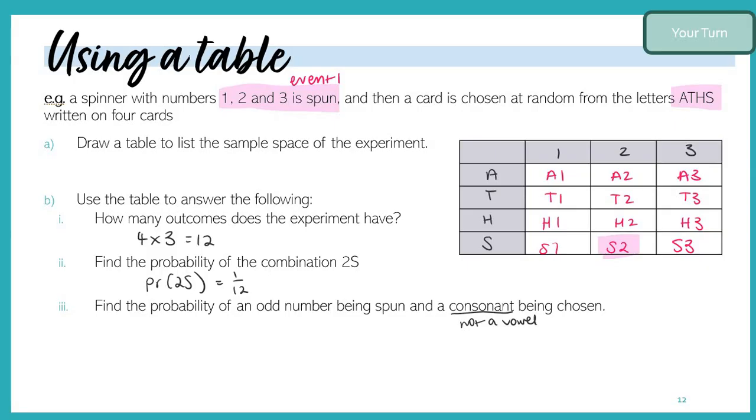So we can ignore A, and then we're just looking for the consonants that come with an odd number. So we've got T1, H1, S1, T3, H3, S3. Okay, and we can write this out as odd consonant, right? And now we have 6 options that we've highlighted there out of the original 12. And so our probability of having an odd with a consonant is going to be 1/2.